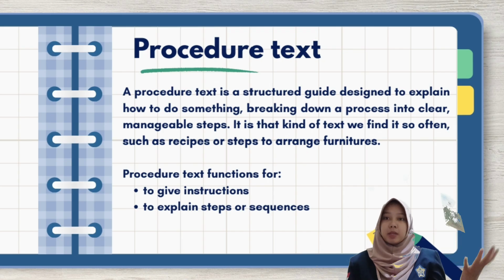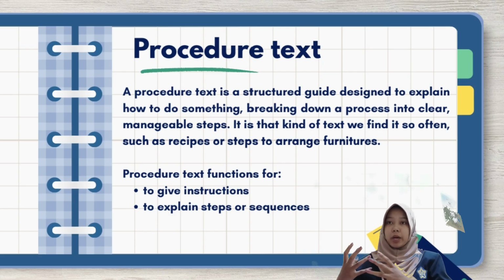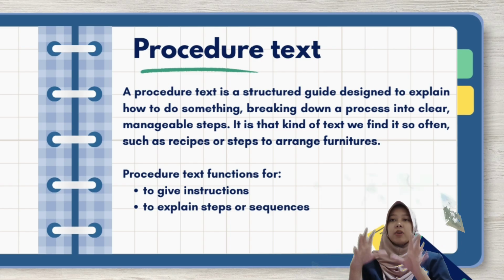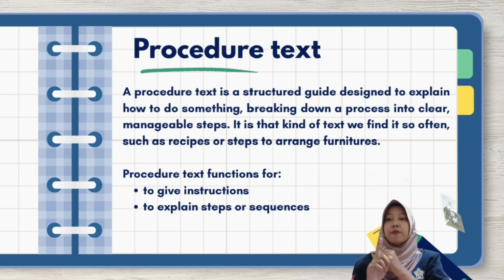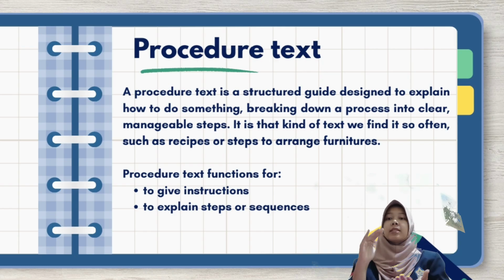But before we analyze one of the examples I chose, let me explain to you what procedure text is exactly. A procedure text is a structured guide designed to explain how to do something. So it's breaking down a process into clear steps. This kind of text can be found easily in real life, such as food recipes or how to build your furniture. So basically, procedure text functions to show steps and sequences.